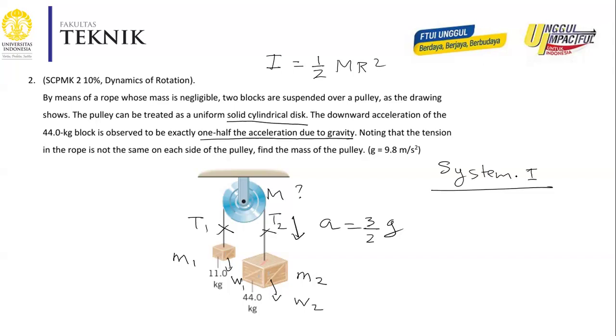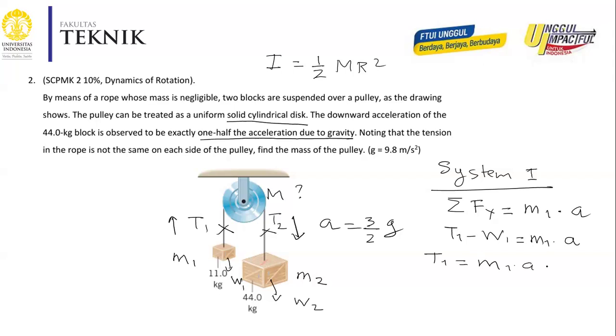System one is the system of the left block, the first block. Because this one is upward, the total force on the y-axis is equal to mass one times A. This is the second Newton law. Then T1 minus weight one is equal to mass one times A. We will get that T1 is equal to mass one times A plus weight, because weight is mass times gravity.